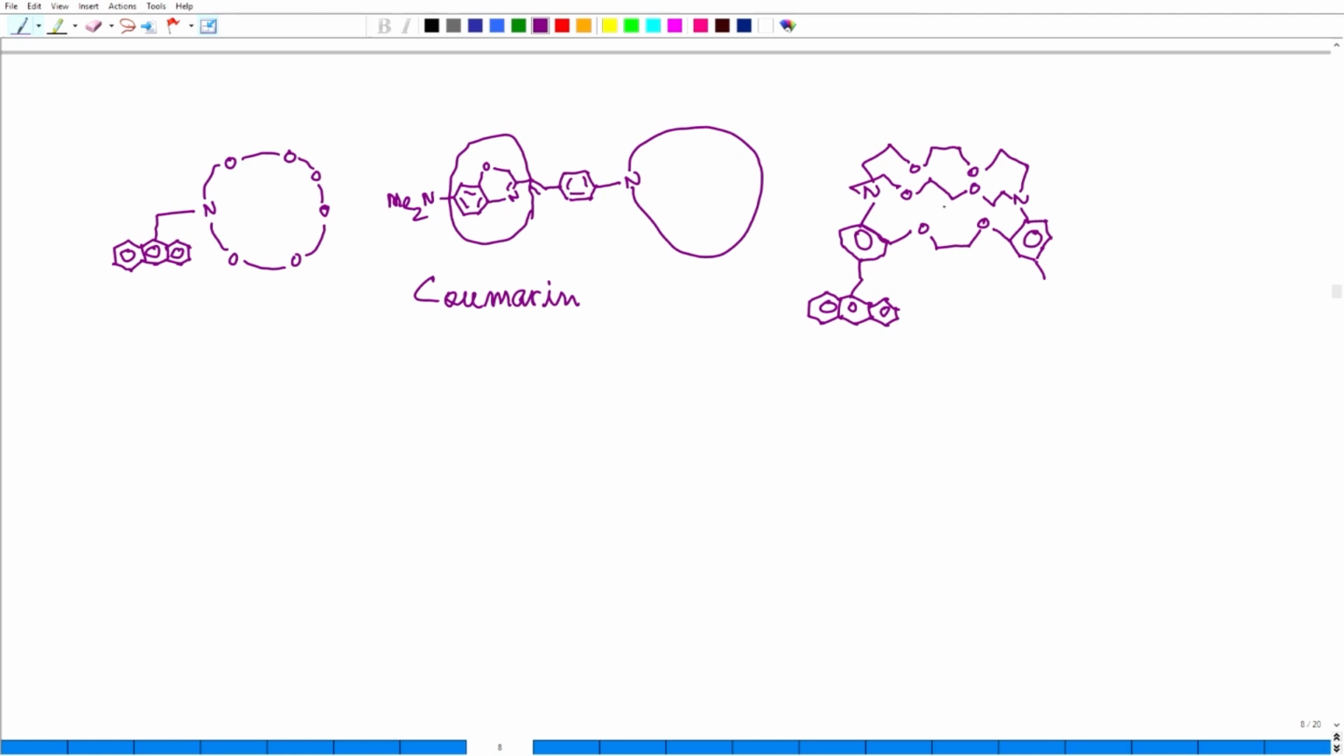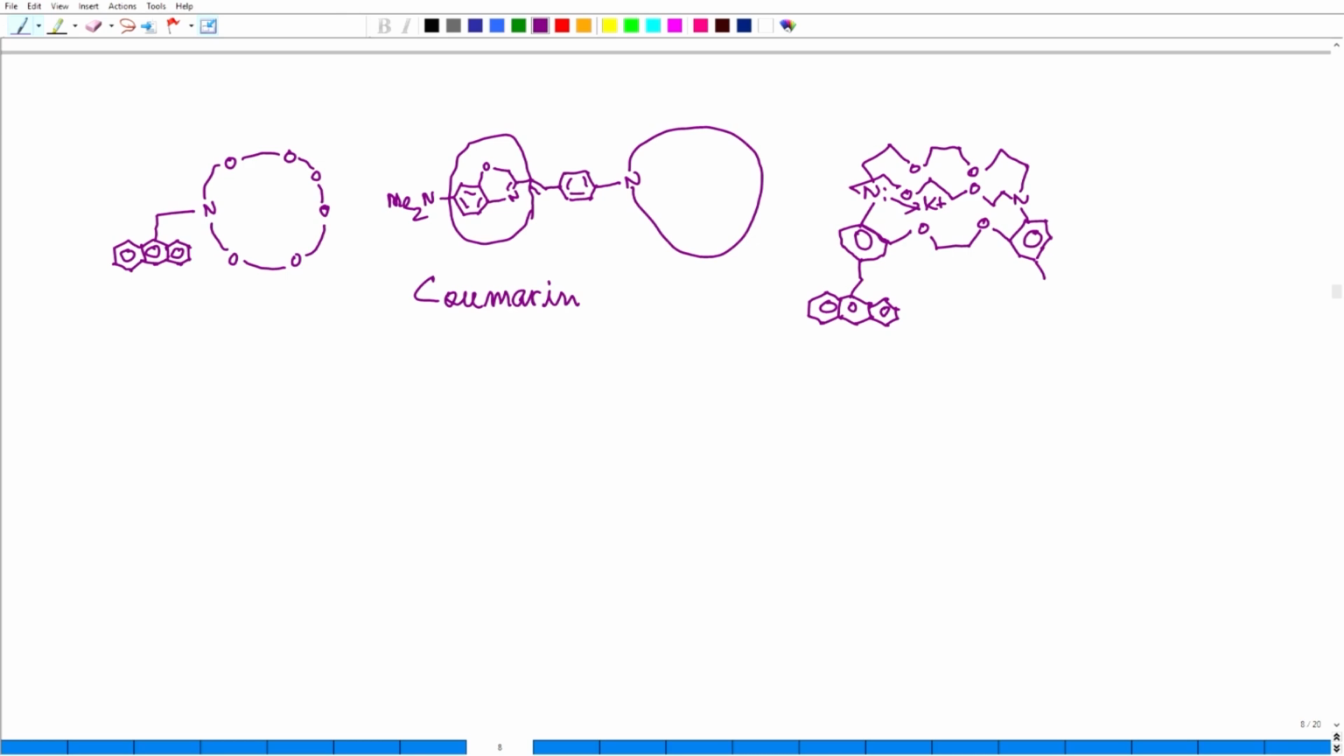When this is empty, then from this lone pair through this benzene ring the electron comes here. So, PET will be on all the way, but when you have a metal here, the metal is potassium, then the receptor will be engaged and PET is off, and we will see a strong fluorescence. Okay.